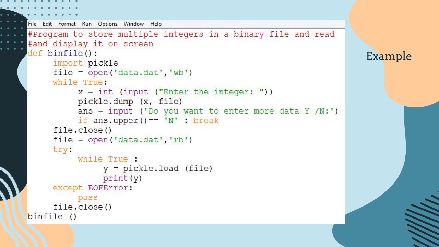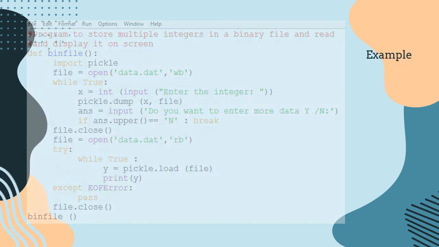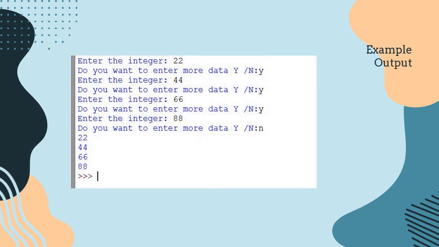Then finally, outside the function, we have called the function binfile. We have called the function there. Then what happens? We will get the program executed. So here is a sample program output which I have tried. I have entered the integer 22.